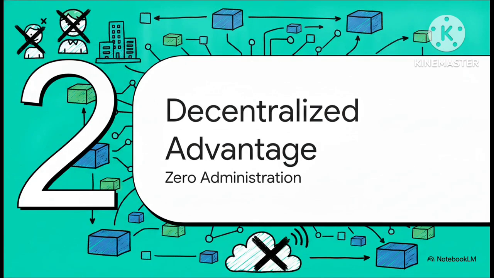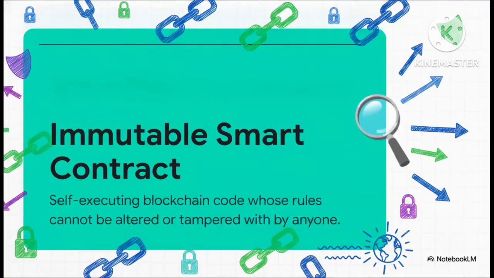Section 2, the decentralized advantage. This is where we get into the really cool underlying tech that makes this entirely admin-free. Okay, so the absolute bedrock of this whole system is something called an immutable smart contract. Now, for anyone who might be a little newer to the ultra-technical side of things, an immutable smart contract is basically a piece of self-executing code that lives on the blockchain. But the absolutely crucial word there is immutable.